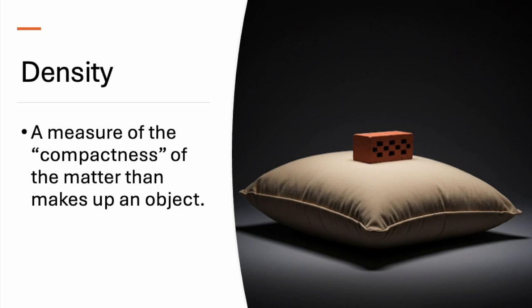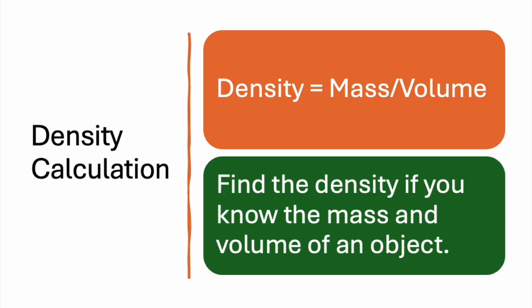To calculate the density of an object, we need to know its mass and its volume. The formula for density is density equals mass divided by volume. So, if we know the mass and volume of an object, we can calculate its density.